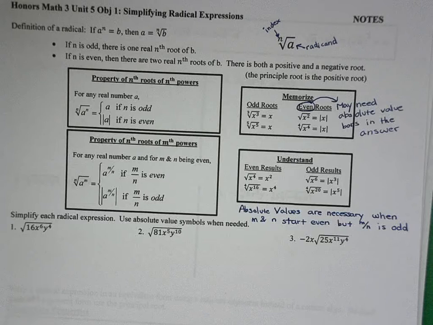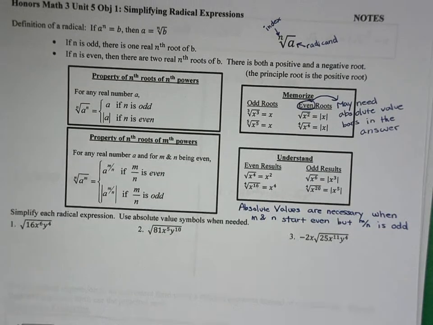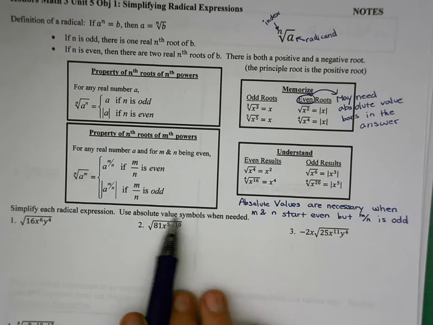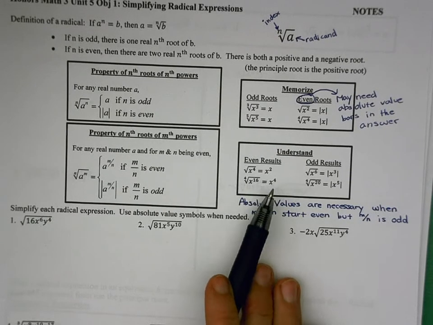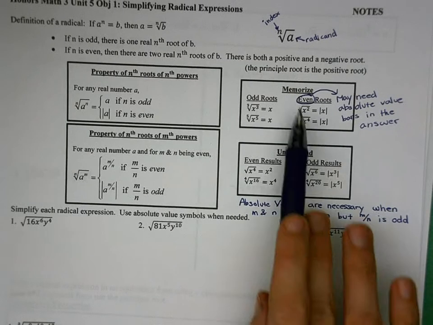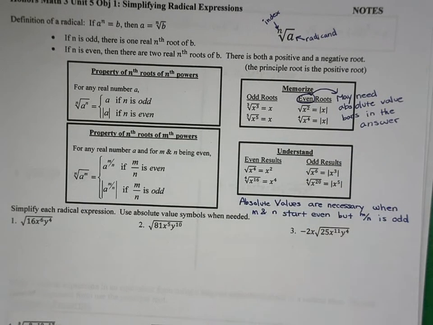Okay, so simplifying. We're going to go ahead and practice this. Example one, we are going to simplify each radical expression, use absolute value symbols when needed. Again, we really only have to worry about absolute values when we see even roots, and then we'd be looking to see, well, okay, if I have an even root, did I start even and end up odd? Other than that, I don't have to worry about absolute value bars.